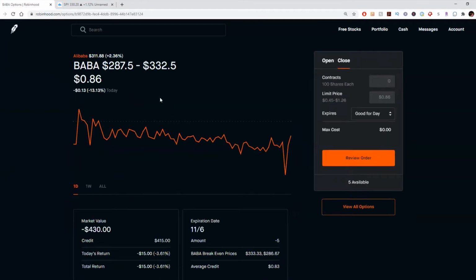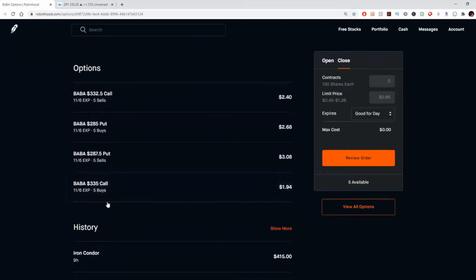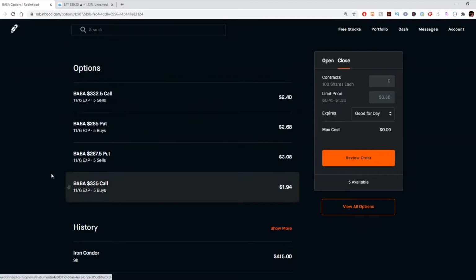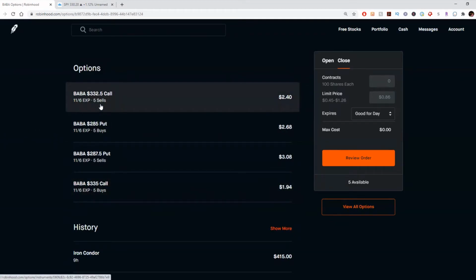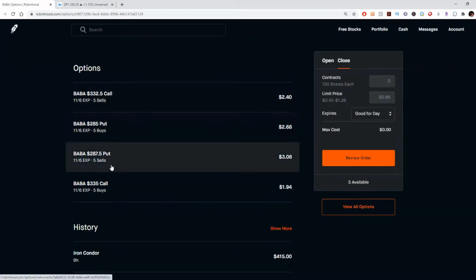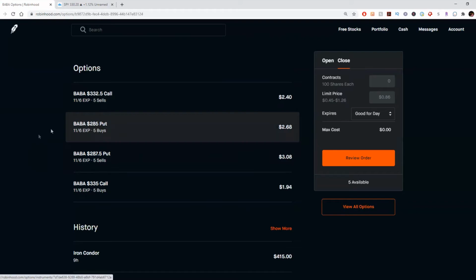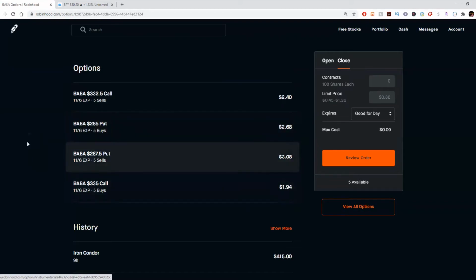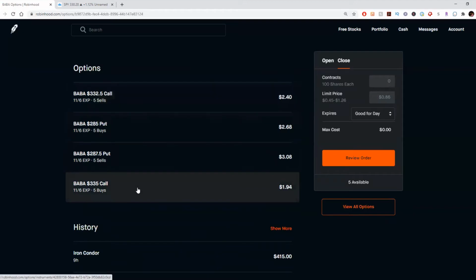Now here's a separate example for Alibaba that I placed just today. When you combine a call credit spread and a put credit spread, a combination of that is called an Iron Condor. Okay, so in this case, as you can see, I bought the 335 call and sold the 332.50 call, which is a call credit spread, and simultaneously I bought the 285 put and sold the 287.50 put, which is a put credit spread. So a combination of all four is called an Iron Condor.